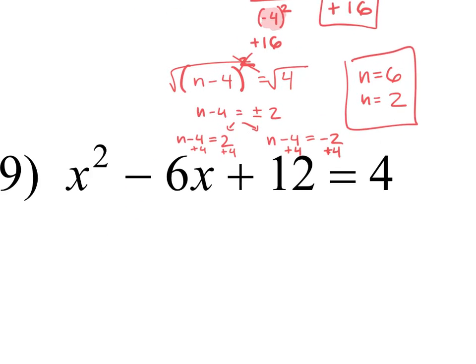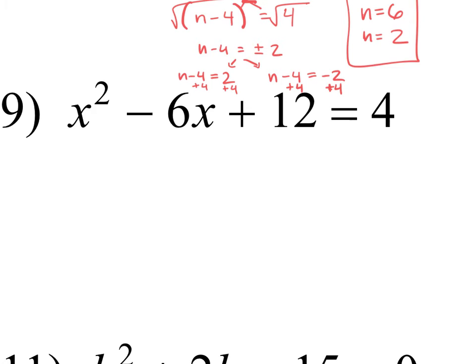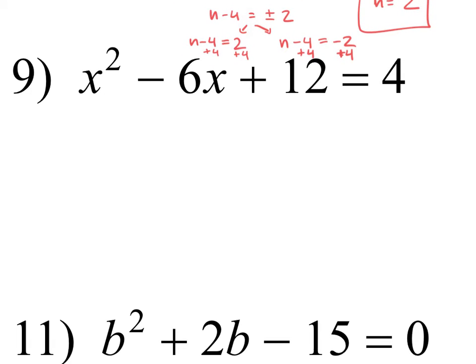Let's do it. So what's the first thing we have to do? Awesome. We want to subtract 12. That way we can get our x's all by themselves and our number all by itself. So x squared minus 6x is equal to, what's 4 minus 12? Negative 8.